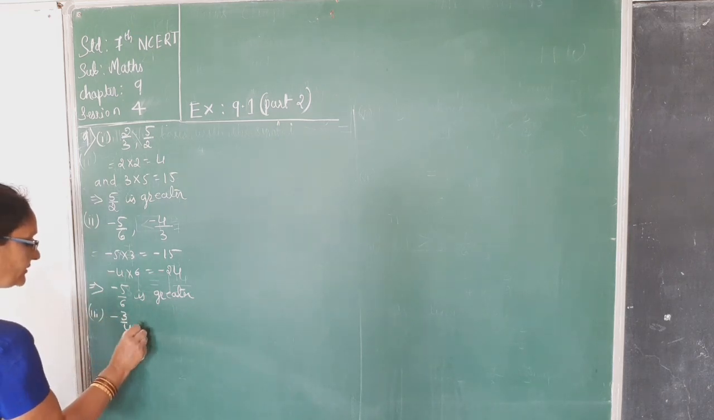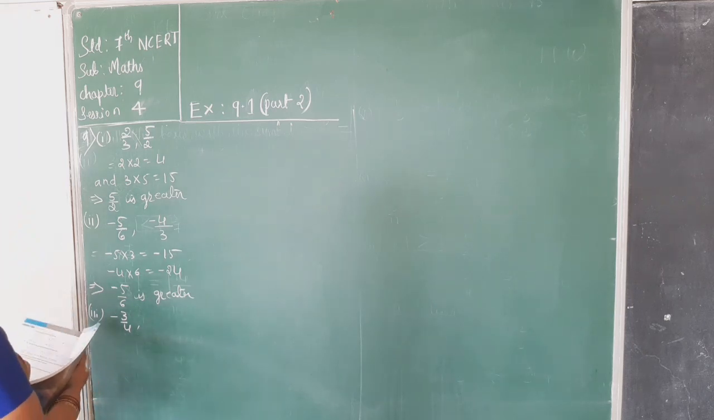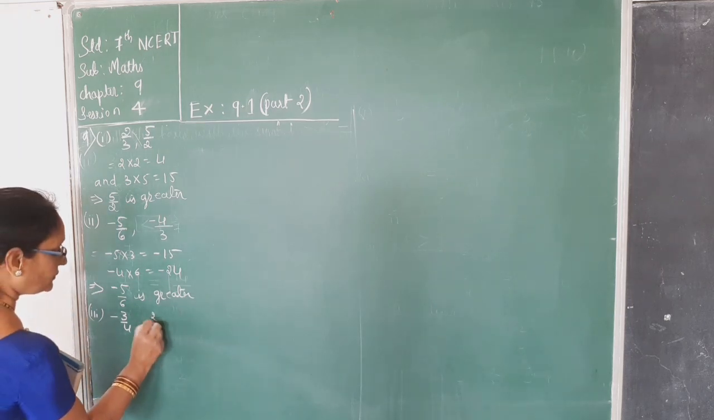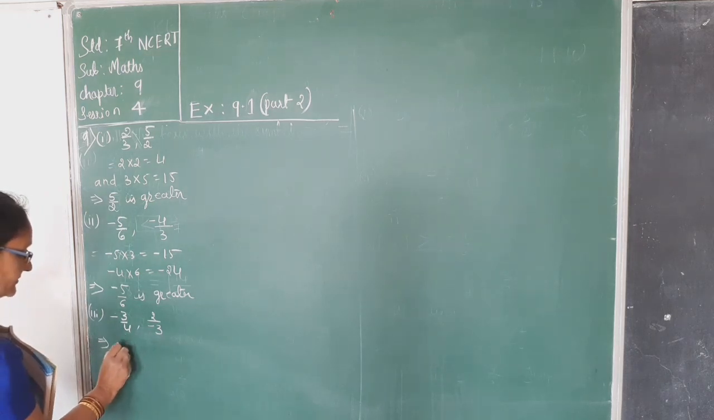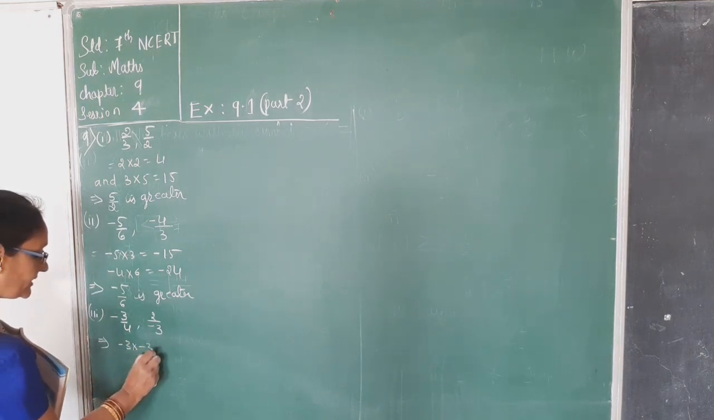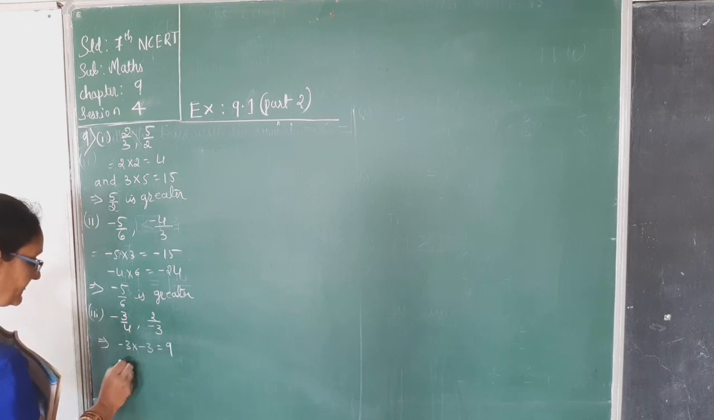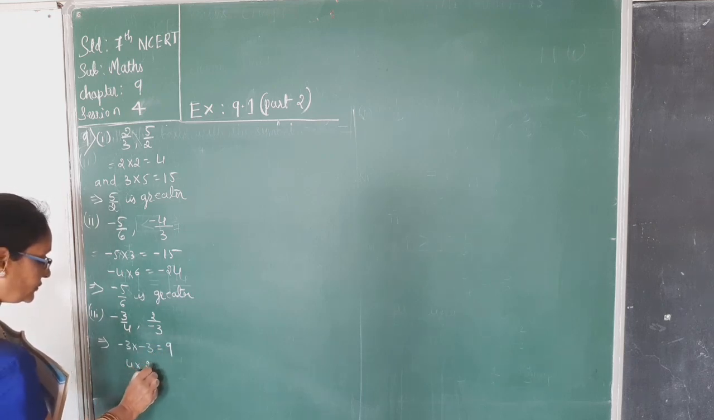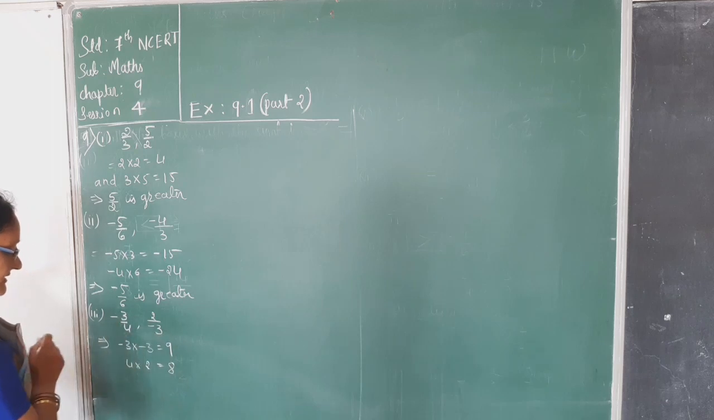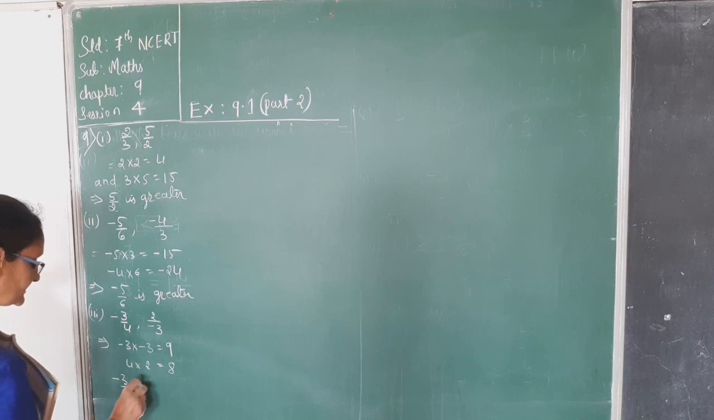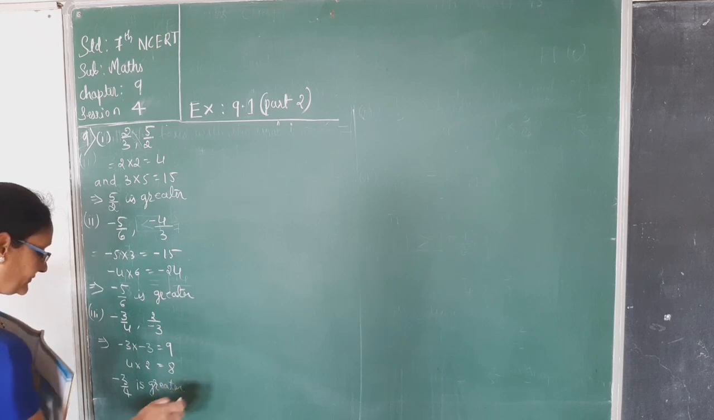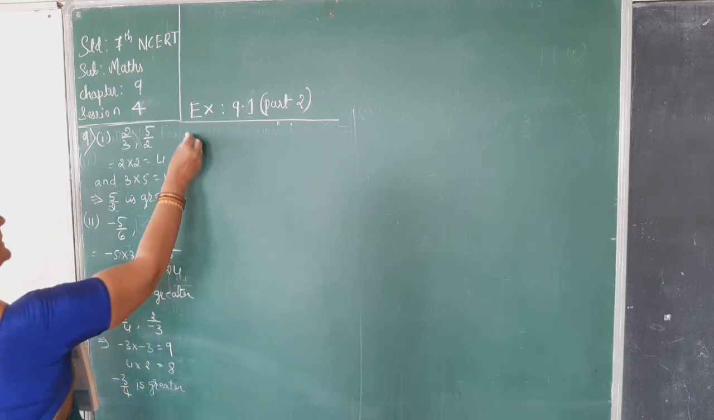Okay. Then the next comes minus 3 by 4, 2 by minus 3. See here, this implies that minus 3 into minus 3 is 9, 4 into 2 is 8. Which is greater now? 9 is greater, which means minus 3 by 4 is greater.